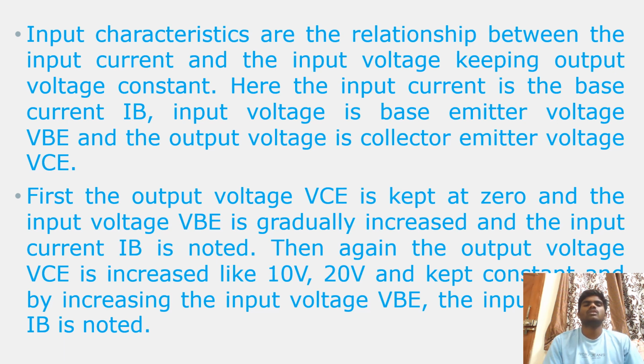First the output voltage VCE is kept at zero, and the input voltage VBE is gradually increased, and the input current IB is noted. Then again the output voltage VCE is increased to 10 volts and 20 volts and kept constant, and by increasing the input voltage VBE, the input current IB is noted.